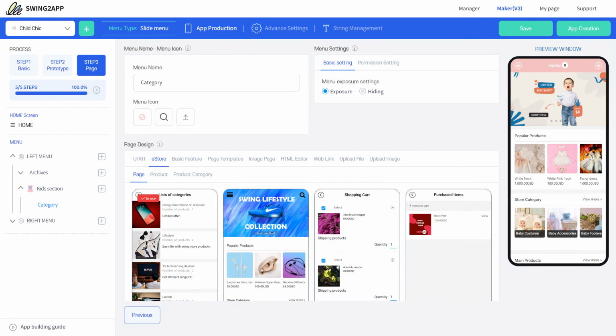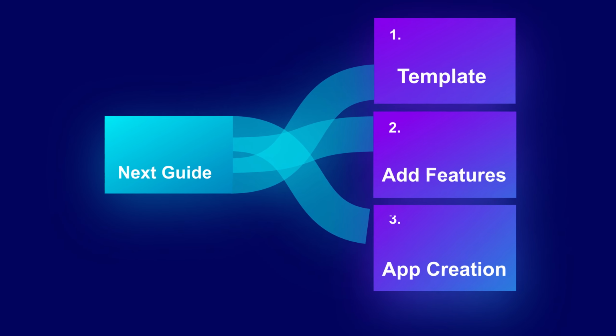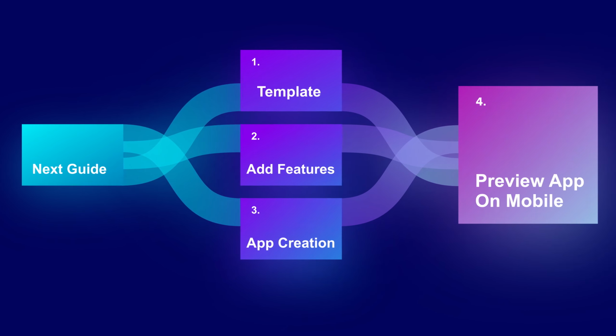In this guide, we covered all about customizing the menu from scratch and the basic settings of the app. In the next guide, we will cover how to modify the sample template directly and how to modify and attach features with your eStore app. We will also cover how to finish the app creation process and preview it on your mobile, so stay tuned.